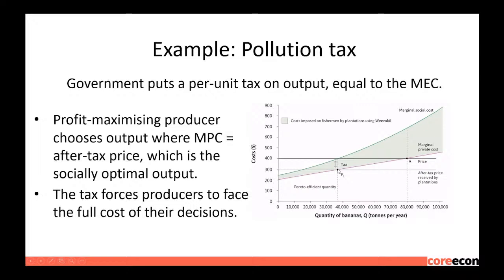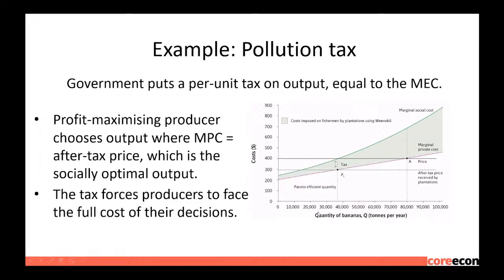So then you have effectively internalized the externality. In other words, the profit maximizing producer chooses the output where the marginal private cost equals the after-tax price, right? That means, you see, this was the initial equilibrium in the absence of a tax. By now equating MPC to price net of the tax, you end up at a smaller quantity here.